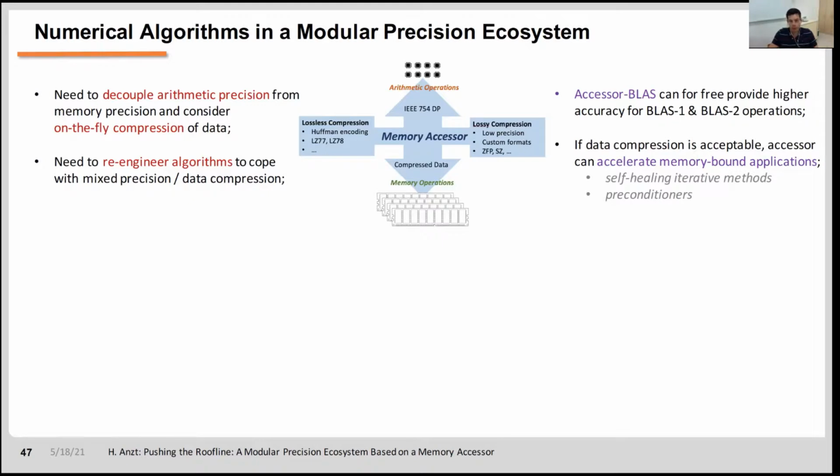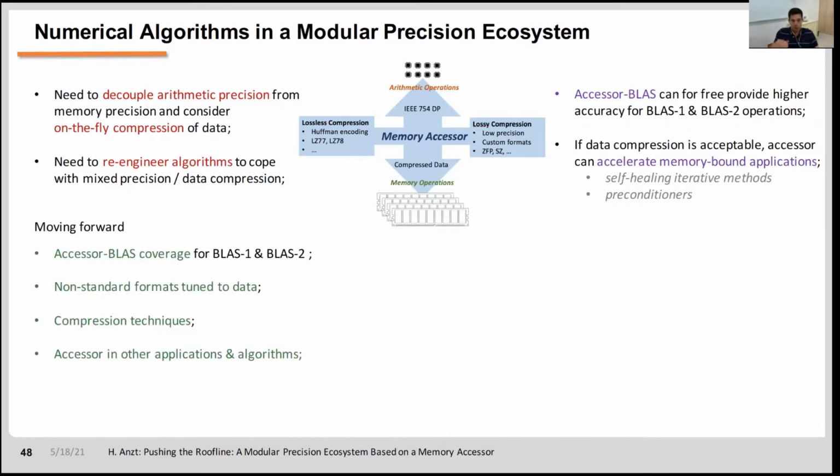We have shown that for accessor-based BLAS, this can give an accuracy improvement over the BLAS1 and BLAS2 operations without impacting the performance. So we get the same performance, but better accuracy. And we have also seen that the other way around, if we allow for some loss of information, we can accelerate algorithms by using the memory accessor for still computing in double precision, but compressing the data before reading and writing from main memory.